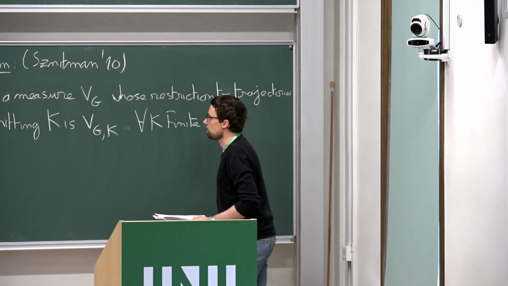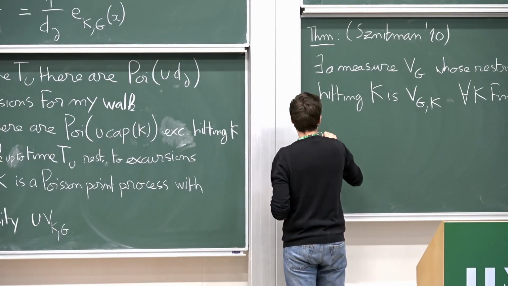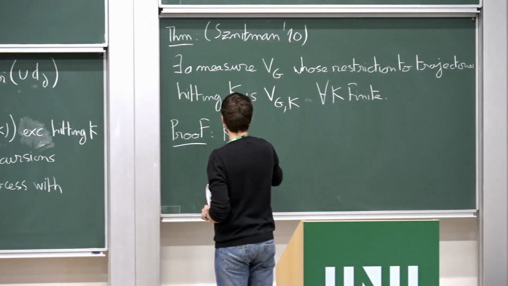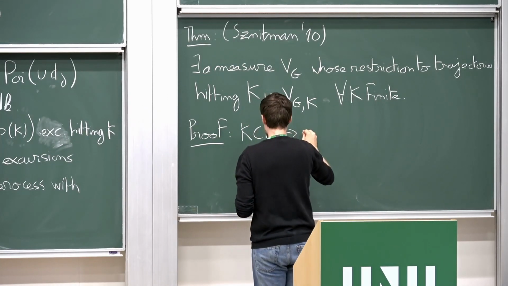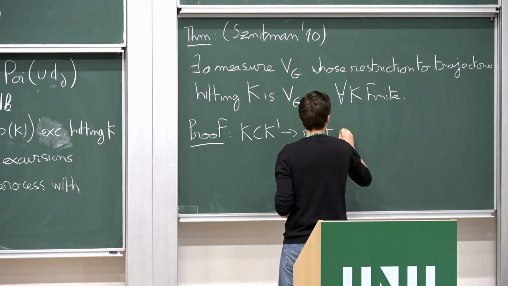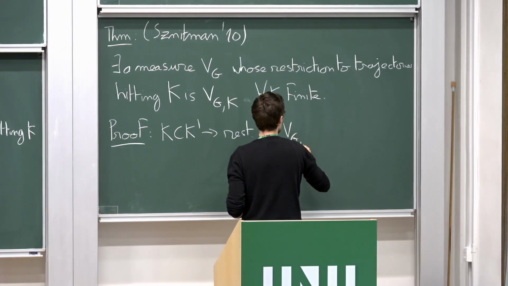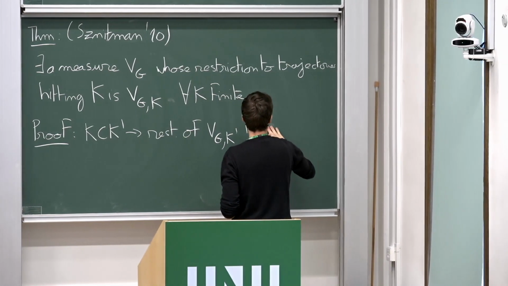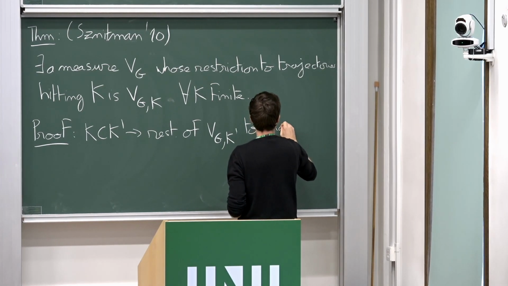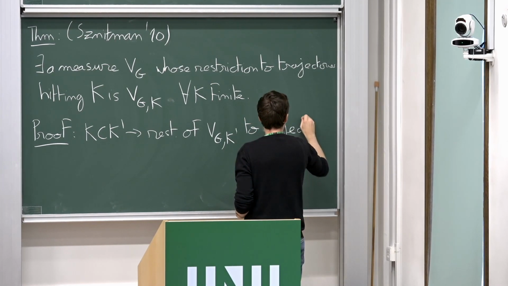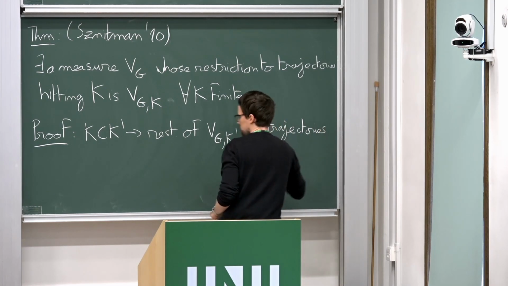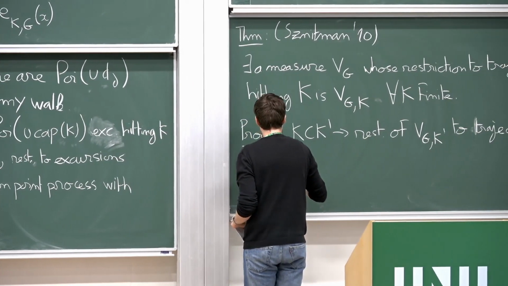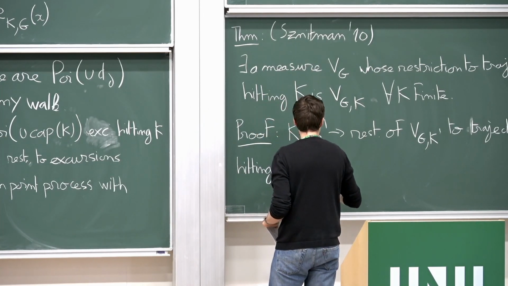And the proof is clear at this point, hopefully. Why? Because if I take K included in K prime, then the restriction of my intensity nu GK prime to excursions or trajectories hitting K is just nu GK. Why is that?